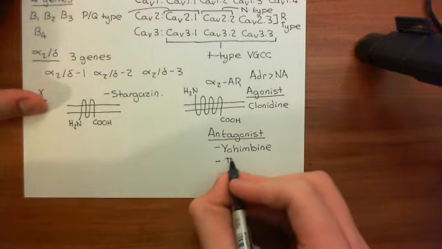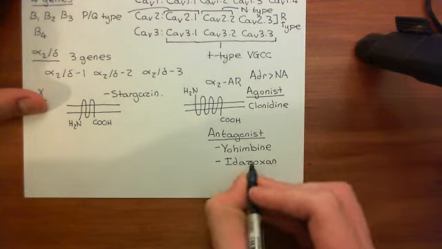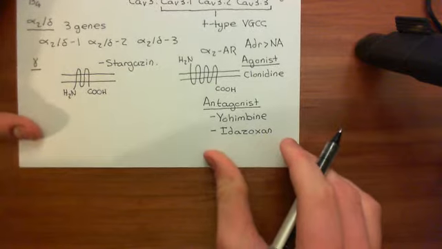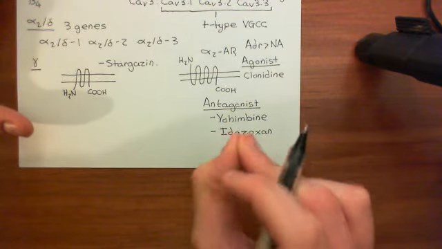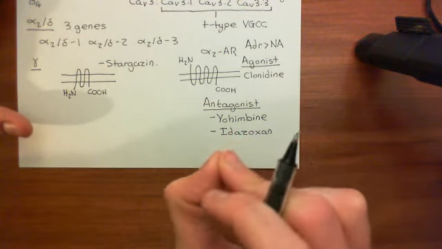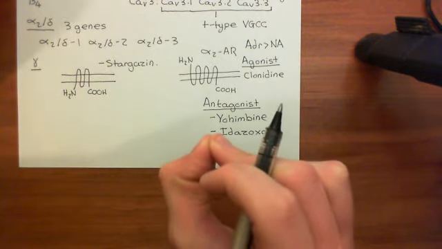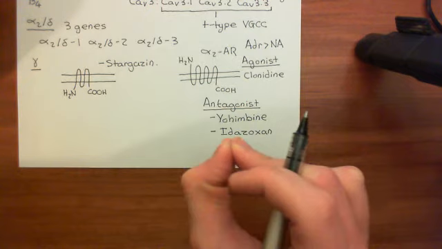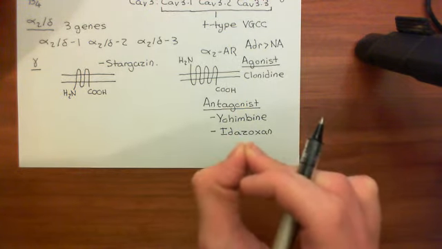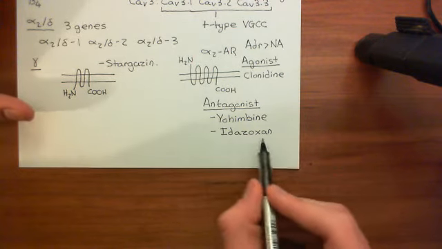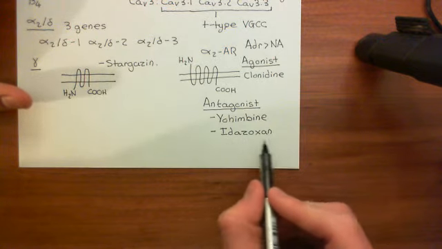Another example of an antagonist for an alpha-2 adrenergic receptor is idazoxan. Okay, so idazoxan. And basically, these two drugs, yohimbine and idazoxan, will bind to the alpha-2 adrenoreceptor, and they won't stimulate the alpha-2 adrenoreceptor, but they will stop adrenaline or noradrenaline from being able to bind there. So they will stop activating ligands, agonists, from being able to bind, and hence they will block the activation of the alpha-2 adrenoreceptor. And idazoxan is being investigated for its antidepressant function.